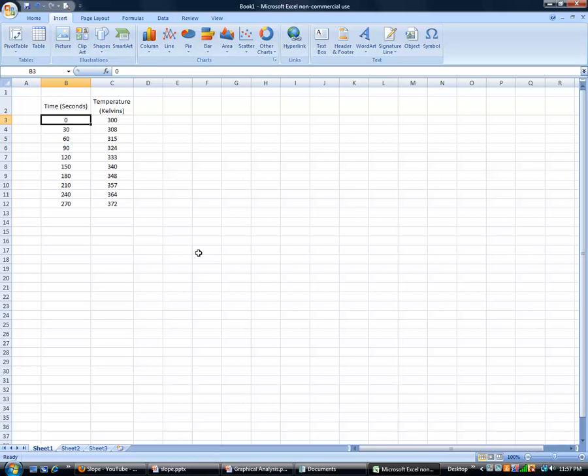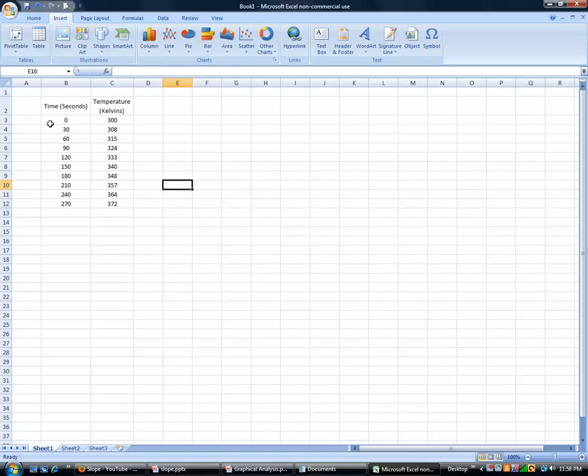I already have a data table set up. In this particular experiment, what we did is we boiled water. We went ahead and at 30-second intervals we took the temperature of the water as it increased over time. Time was measured in seconds and the temperature was measured in kelvins.